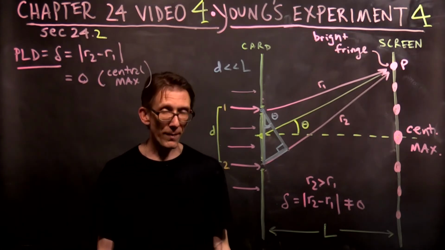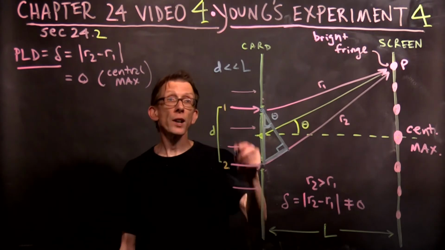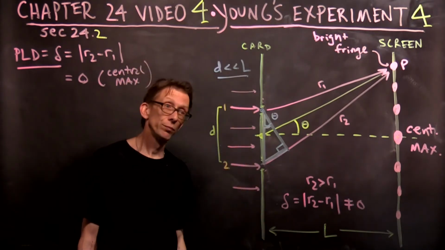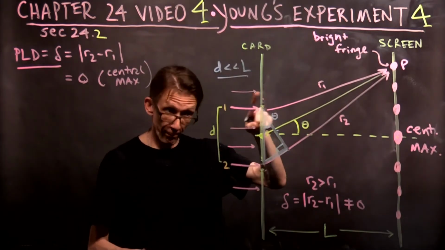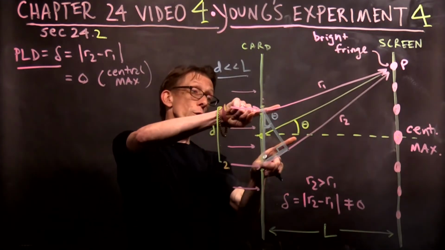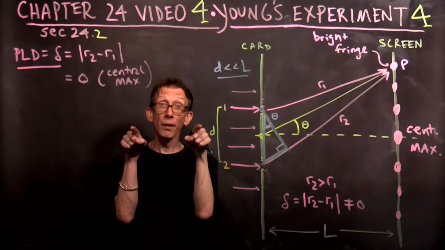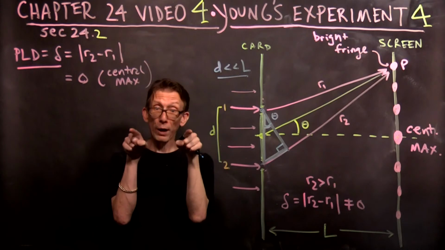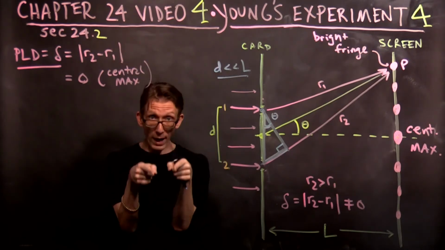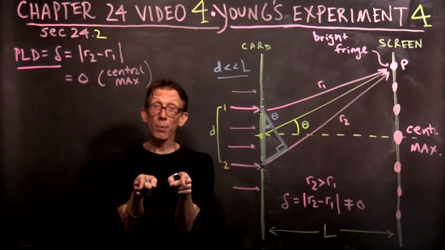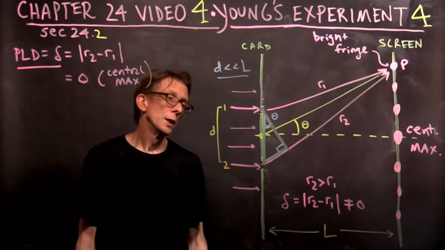Takes a little bit of visualization to see that. But because D is much, much less than L, so long as we stay down here close to the slits, R1 and R2 appear to be approximately parallel. Sort of like if I pointed both my fingers to the sun, they would look parallel on my hands, right? They wouldn't look like that because the sun's so far away that they essentially look parallel. That's what's going on, okay?